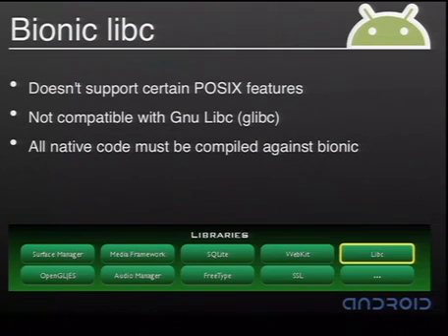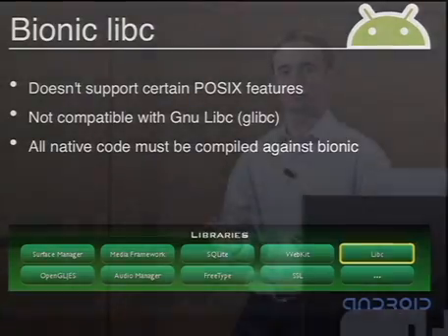So what some people who are big proponents of glibc may consider bad news is it doesn't contain certain POSIX features. We don't support C++ exceptions because these are just too heavy for embedded devices. We also don't support wide characters because we believe that those are better handled by International Components for Unicode, or ICU, libraries. It's not compatible with GNU libc.